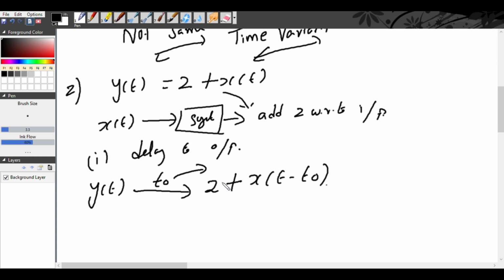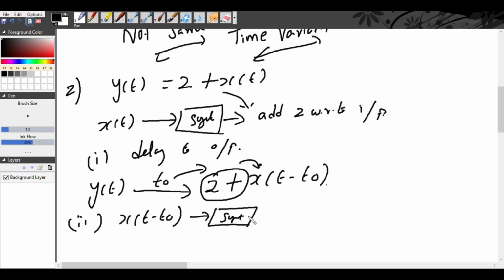But at the same time, what is the character of our system? The character of our system is to add 2 with the input. So two things are happening. One, according to the character of our system, 2 is added. The second, because a time delay is given on the output side, instead of t we are replacing it as t minus t naught. So let us check what happens if I provide a time delay on the input side, that is x of t minus t naught. Let us provide it to the system to check the output. If both are same, then we can call that particular system time invariant.